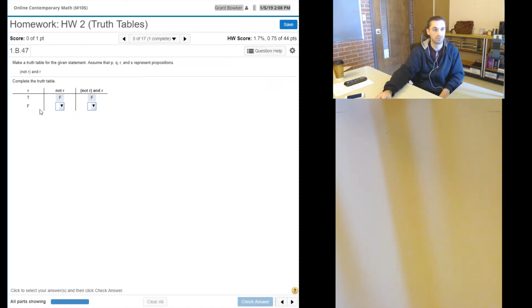We can follow this one through. R is false, so not R is the opposite of R. So R is false, so not R must be true. Connecting not R and R, well, R is false, so our and statement is false. And that's because for an and statement to be true, both pieces of that and statement have to be true.